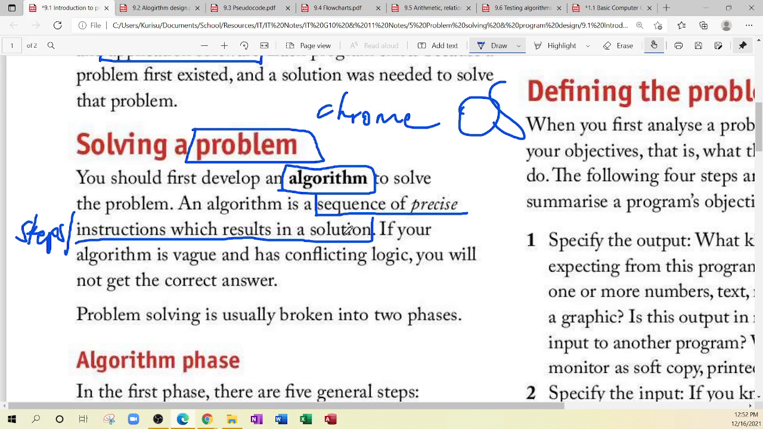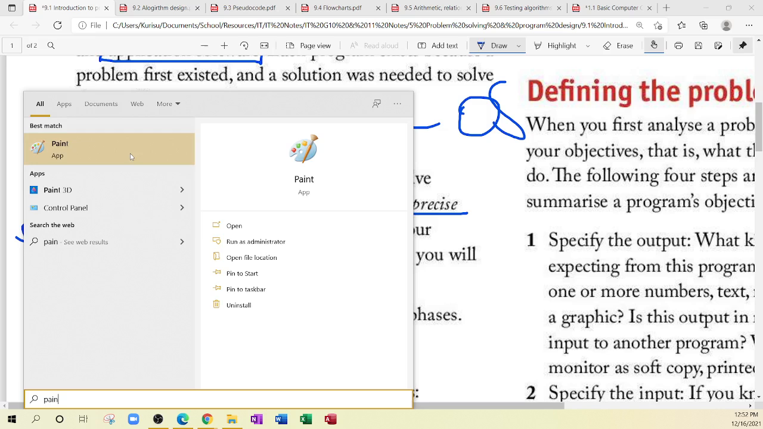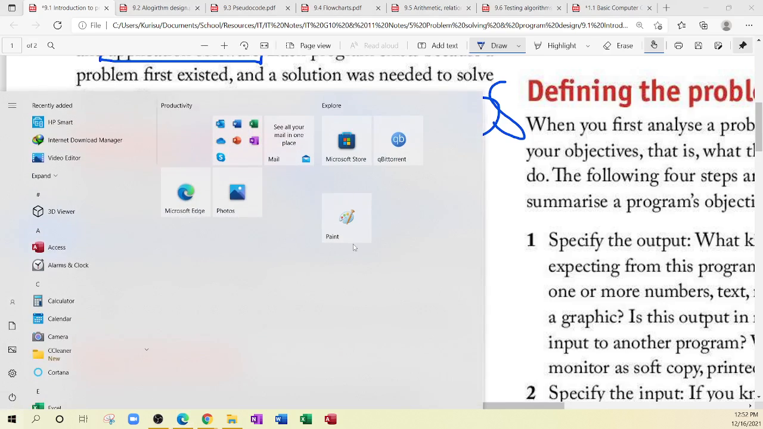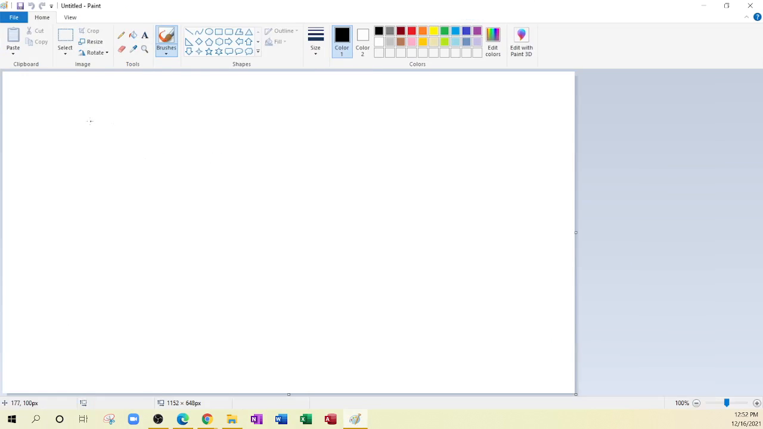Now, let me try to see if we can understand what exactly is this algorithm. So I'm going to open Paint. And when you're developing an algorithm, remember it's a series of steps. So we can number it. So we can say number 1.